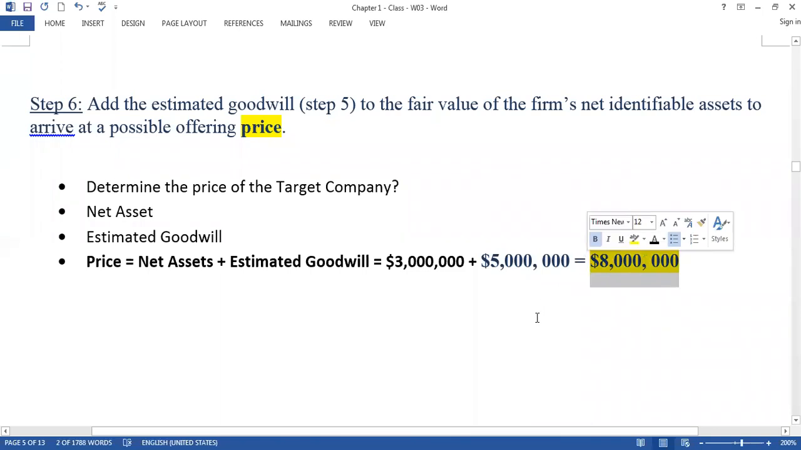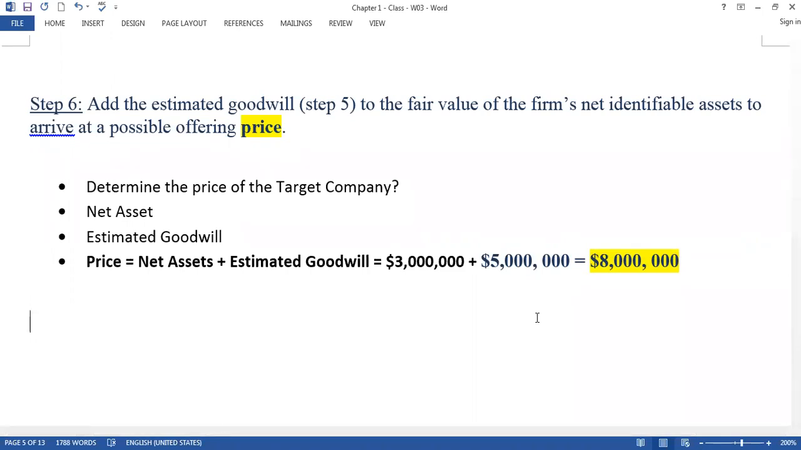So this is advanced accounting. If you target to work in any accounting firm in future, you have to calculate this kind of price for purchasing or acquiring a company. At that time, if you remember these steps, you can easily calculate.